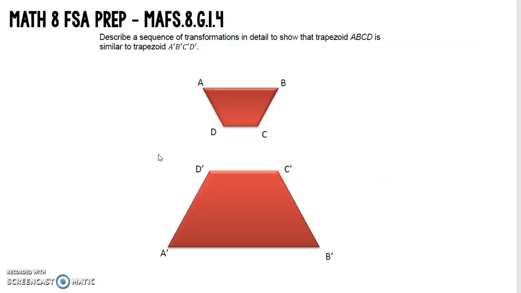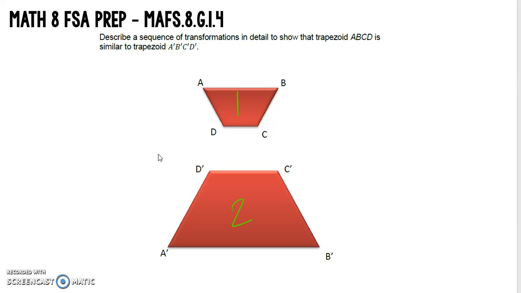It says, describe a sequence of transformations in detail that show how trapezoid ABCD is mapped onto A prime, B prime, C prime, D prime. So two things happened here. What happened that mapped this first triangle onto the second one? Go ahead and take a guess.